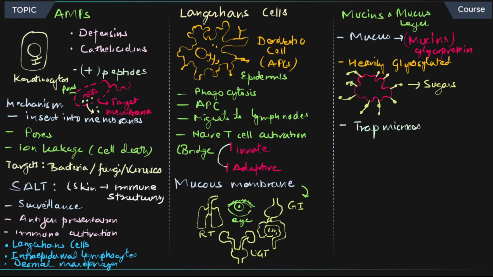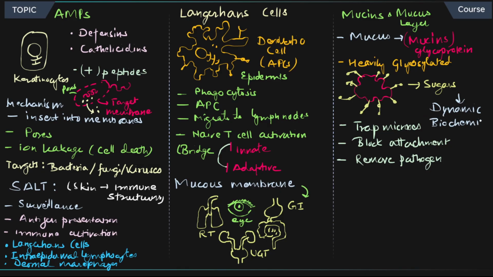So the mucus layer, the mucin protein, traps microbes. They block attachment of the microbes to our surfaces. It also helps in removal of the pathogen from the body. So it's not just a static layer. It's a dynamic mechanical, rather I should write, biochemical barrier to protect ourselves from infectious agents.